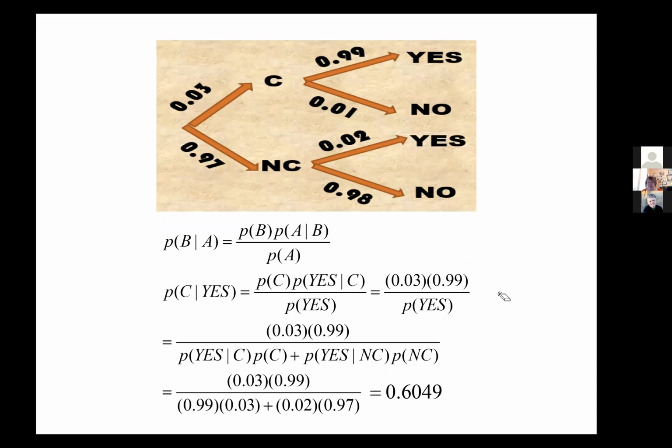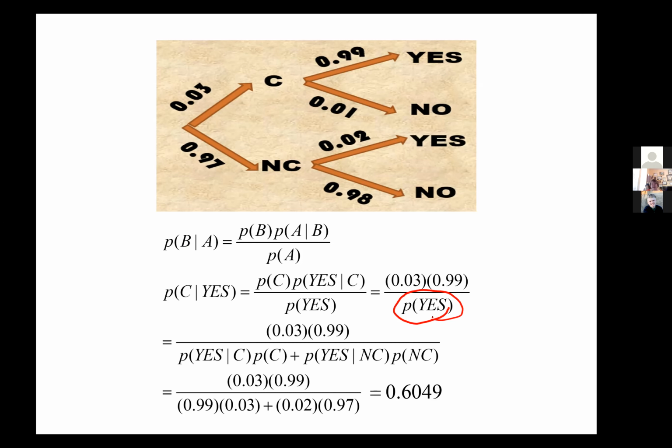So to find the probability of B given A using Bayes' theorem, it is the probability of B times the probability of A given B, divided by the probability of A. So the probability of me having cancer given that it's yes is the probability of me having cancer times the conditional probability of yes given C, divided by the probability of yes. Okay, so what I don't know here is the probability of yes. This is what I don't know.